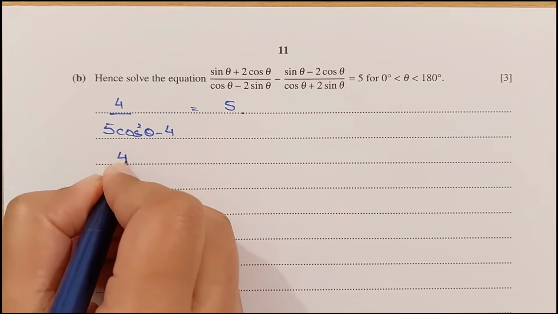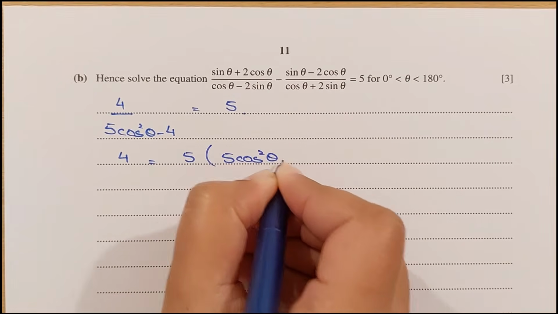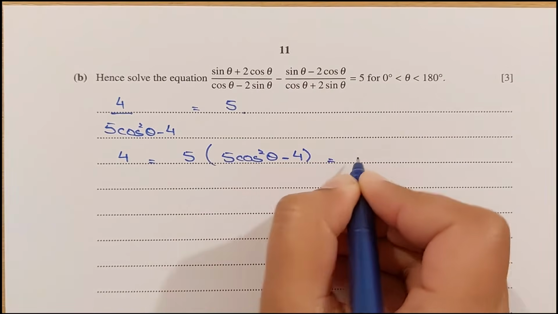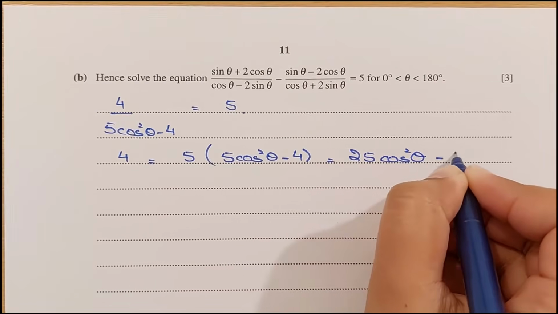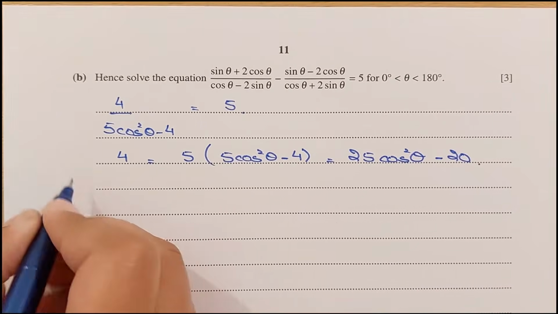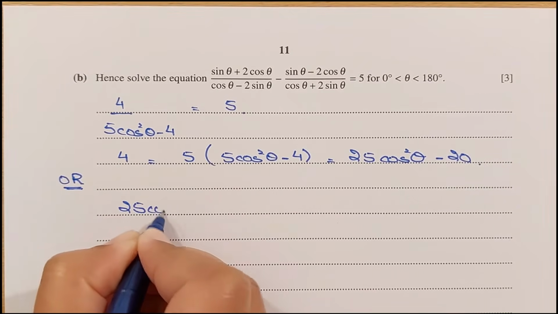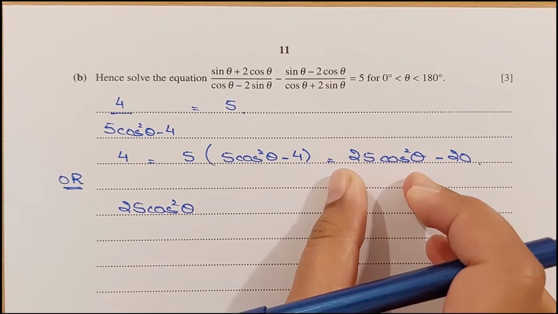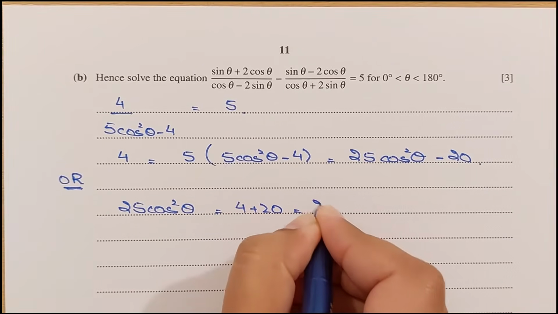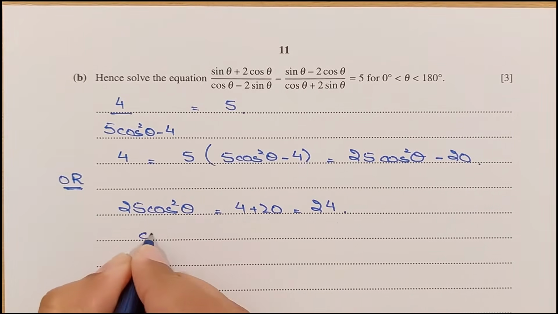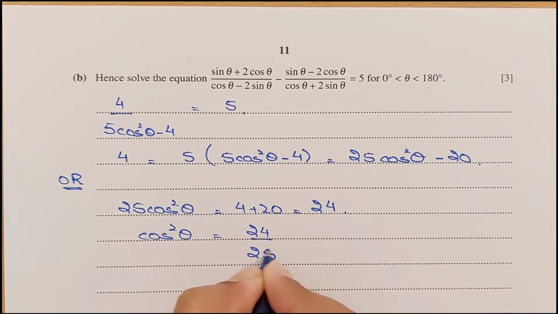So from here we can say 4 equals 5 times 5 cos square theta minus 4. So this is 25. 5 times 5 is 25 cos square theta, and 5 times 4 is 20, negative 20. So we can say 25 cos square theta equals 4 plus 20, which equals 24, right? And we can say cos square theta equals 24 divided by 25, right?